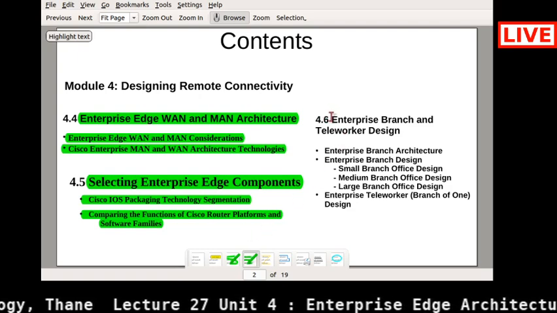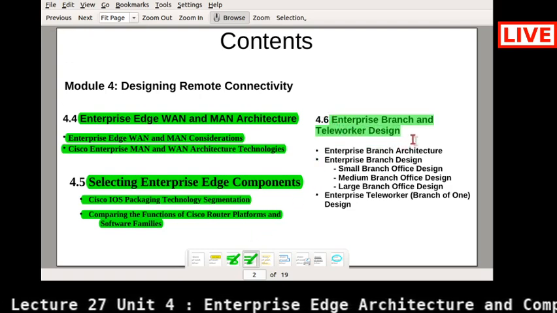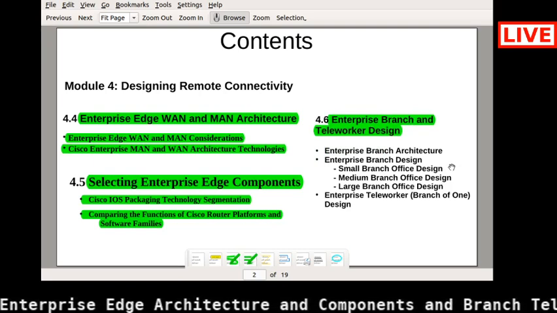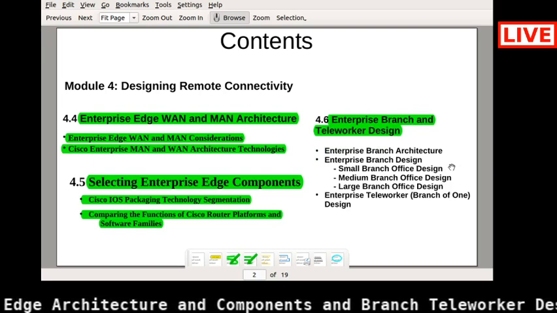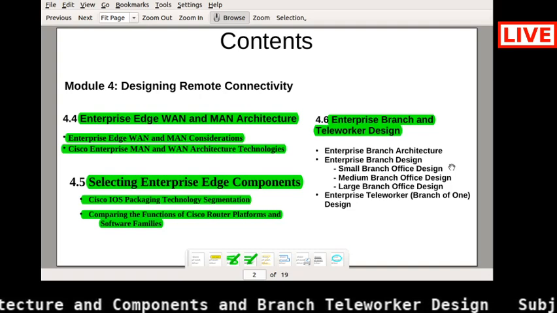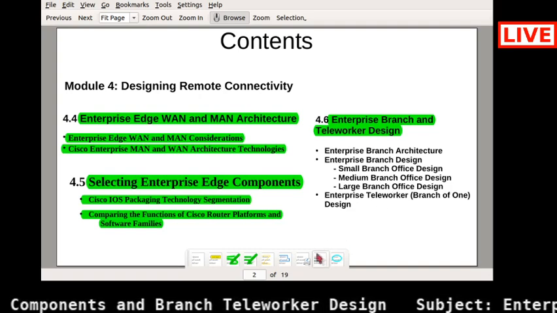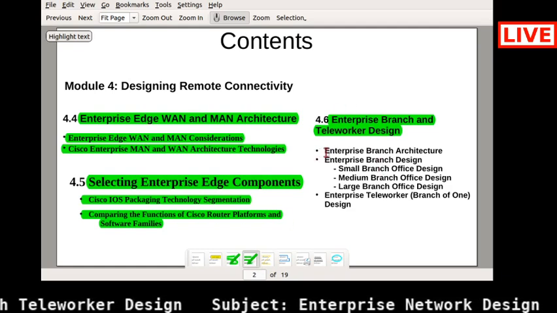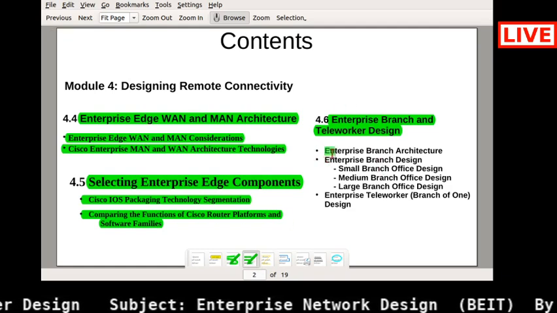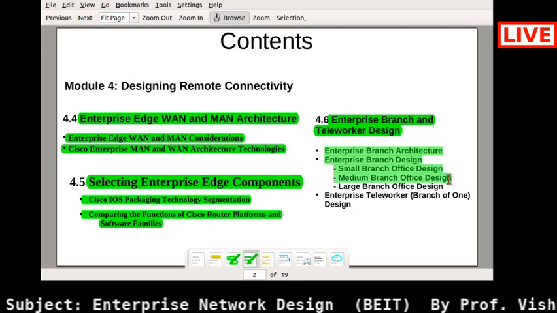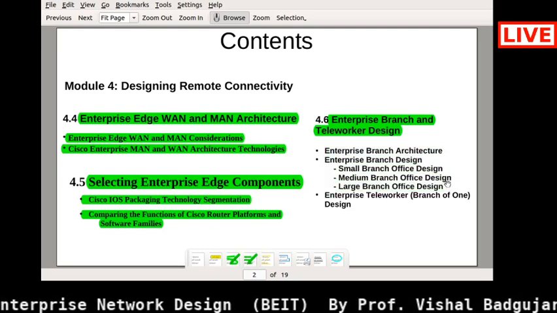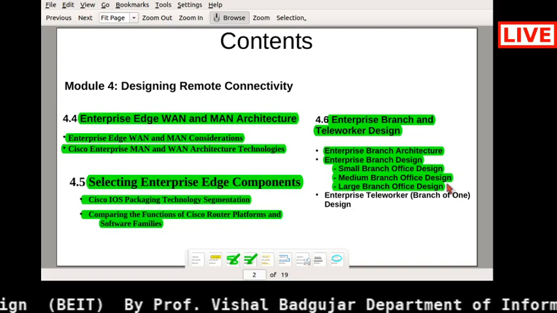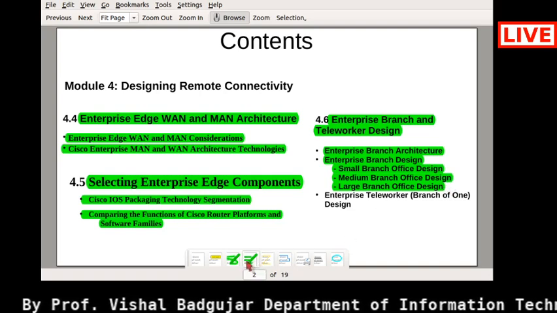And then in the last point we will see the difference between the enterprise branch and the enterprise teleworker, and how it will be designed. In the enterprise branch, we have small branch offices, medium to large offices, and large branch offices. Depending upon the size of the branch offices, the design is also going to change.